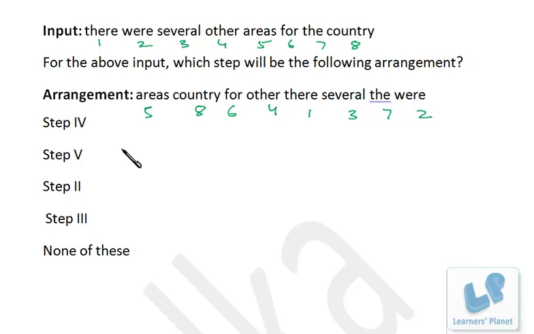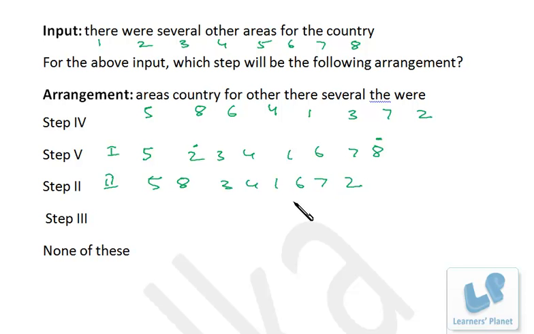Now for this input, what will be the first step? Area will change position with there, right? Area has to come at the first place. So it's 5, and then 2, 3, 4, 1, 6, 7, 8. So 5 and 1 have exchanged their position. This is the first step. Second step, country should come at the second place. So 2 and 8 will exchange their position. So 5, 8, 3, 4, 1, 6, 7, 2, right? This 2 and this 8 exchange their position. Remaining will be as it is.